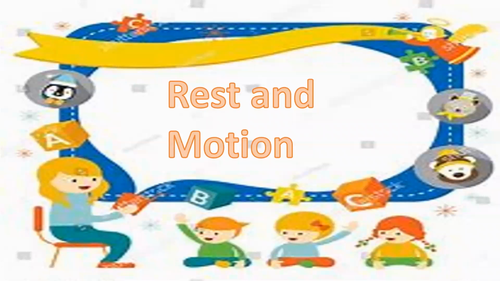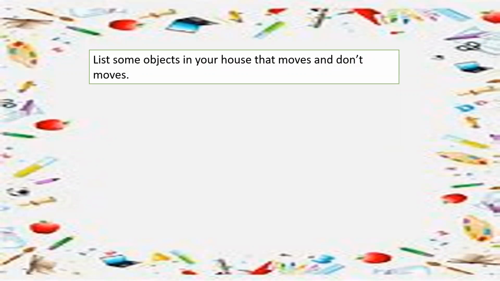Rest and motion. So today we will be learning this topic, rest and motion. So let's start it. List some objects in your house that move and don't move. This is an activity in which you have to just list some objects that you found in your home that move and don't move. Let's make two columns for this.